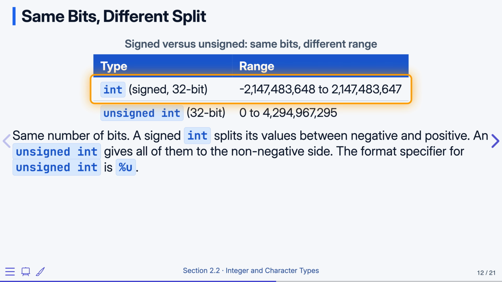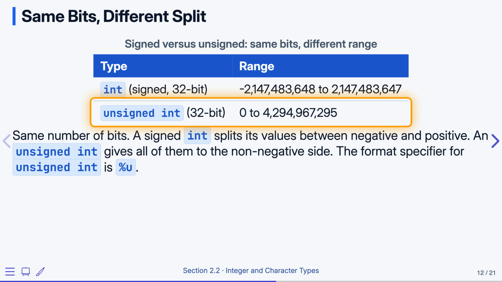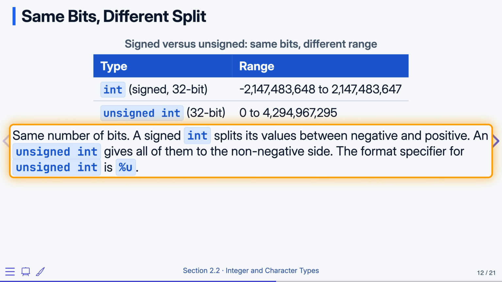The trade is simple. Both types use the same number of bits. A signed 32-bit int splits its values between negative and positive, from about -2.1 billion to +2.1 billion. An unsigned 32-bit int gives all of them to the positive side, from 0 up to about 4.3 billion. The format specifier for unsigned int is %u.